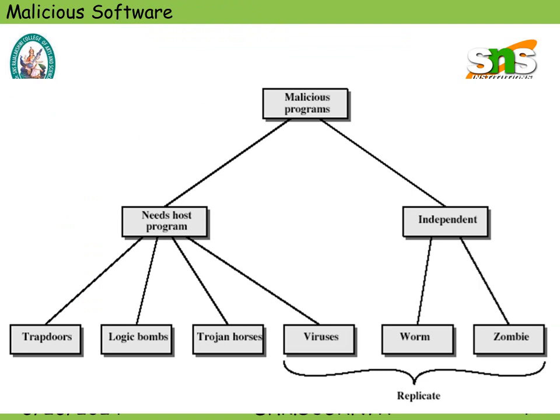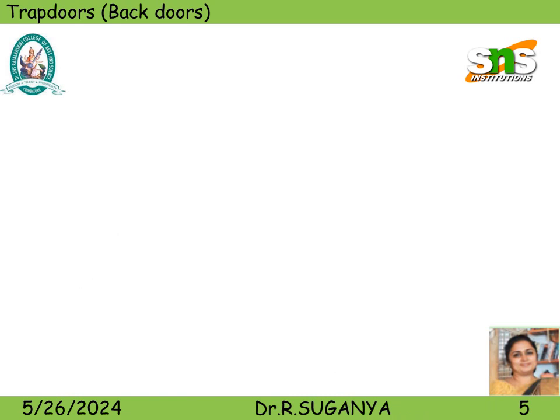Malicious software. Malicious programs can be host programs or independent programs. The host programs can be trap doors, logic bombs, Trojan horses, viruses. Independent programs can be worms and zombies. Zombies, viruses, host programs and independent programs are replicable.